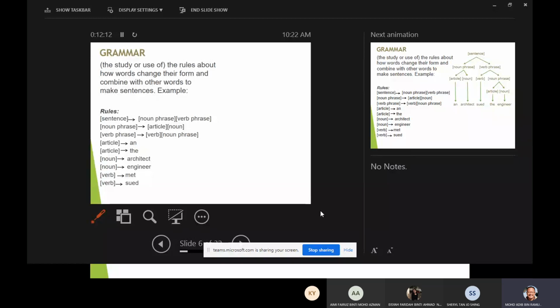Okay, so for example, in a sentence, what makes a sentence is a combination of a noun phrase and also a verb phrase, right? And then what makes the noun phrase is a combination of article and noun, and what makes the verb phrase is a combination of verb and noun phrase. So those are the main rules, or the main principles, of how we create sentences.